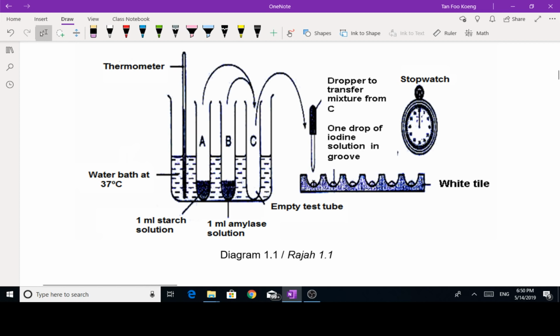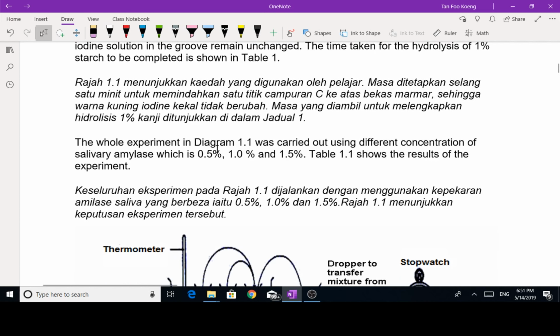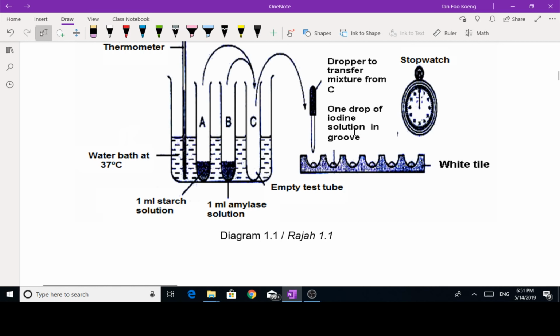How do you know that the starch has been completely hydrolyzed by the amylase? It is when the iodine solution remains yellow. All right, let's continue reading. The whole experiment in diagram 1 was carried out using different concentrations of the salivary amylase, which are 0.5, 1, and 1.5%. So this would be our MV. And the time taken for the complete hydrolysis of starch will be the one that we measure. It is the ORV.